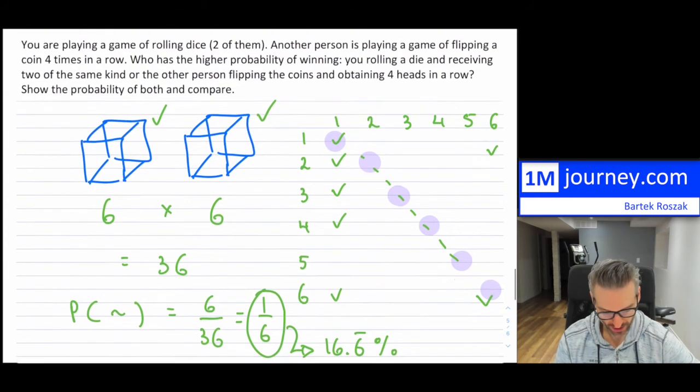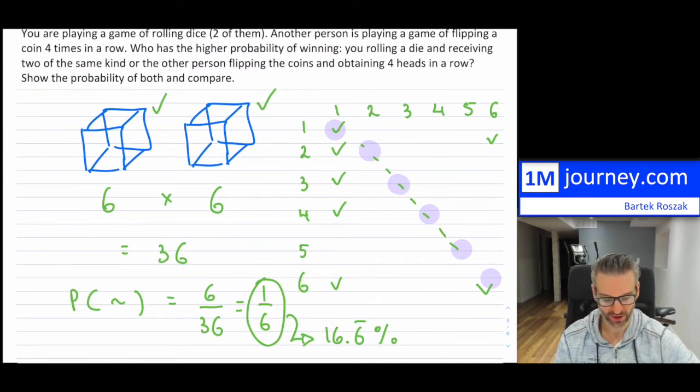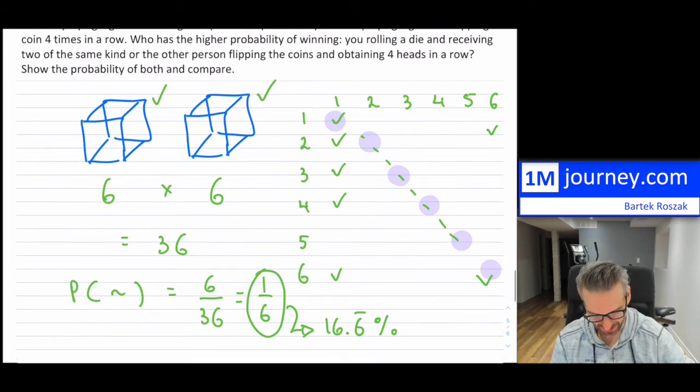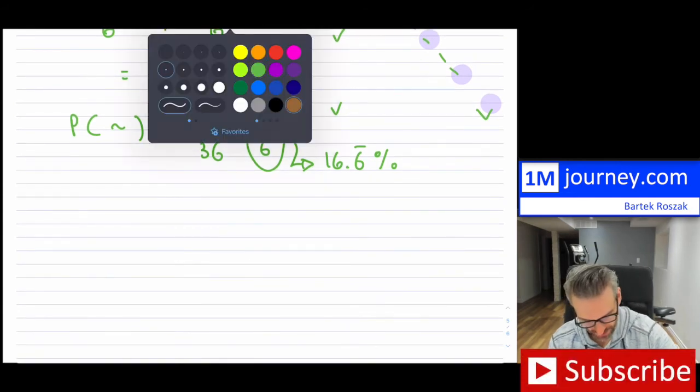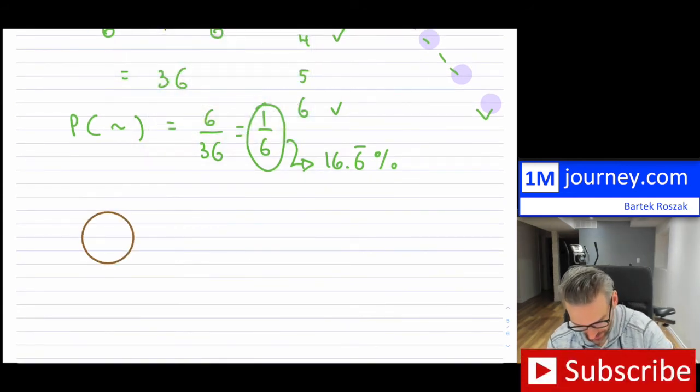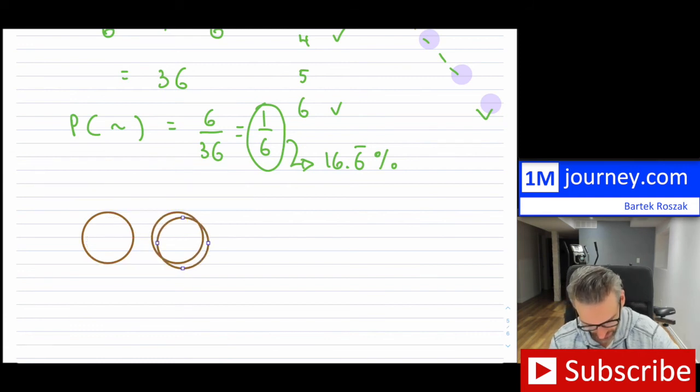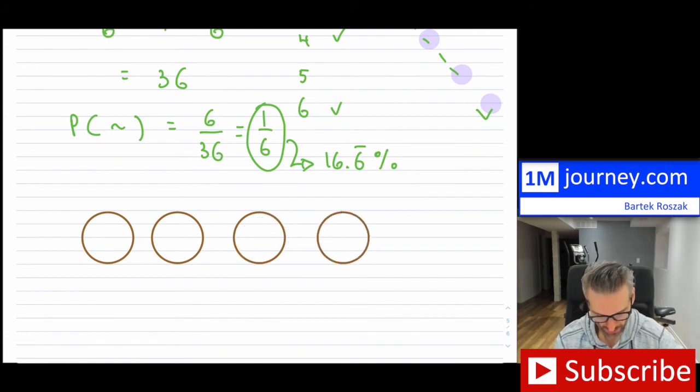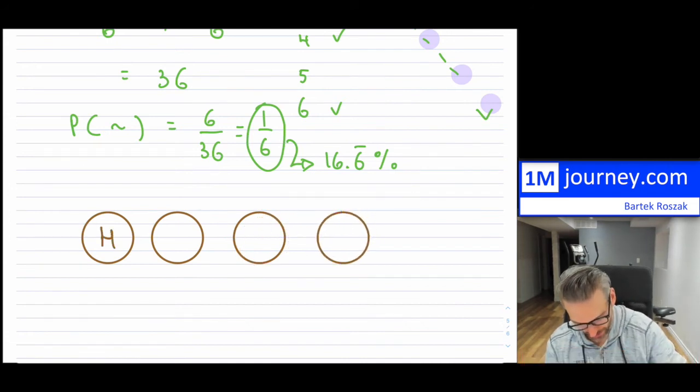Now, the second one is you're going to take a coin and flip it, and see if it's going to give you 4 heads in a row. 4 heads in a row is not easy to obtain. So here's 1 flip. And let's cheat here and duplicate it a few times. We have to duplicate it because it's 4 flips. And now we want all of them to be heads.